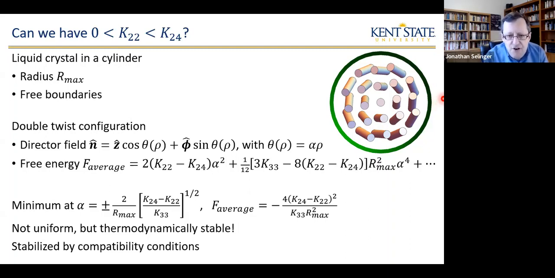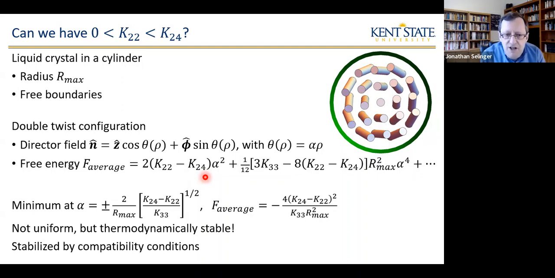If we put that into the free energy and average over the volume of the cylinder, we get an average free energy density, which can be expanded as a power series in terms of this coefficient alpha. It has a term proportional to alpha squared, a term of alpha fourth, etc. The quadratic term here has a coefficient of K22 minus K24. This looks a lot like what you'd expect in the theory of a second order phase transition, right?